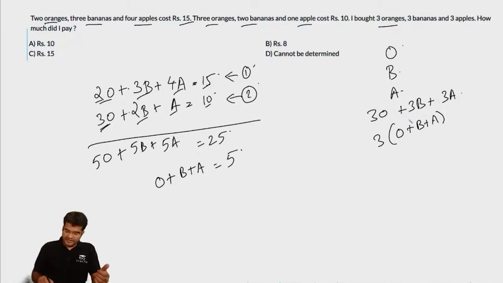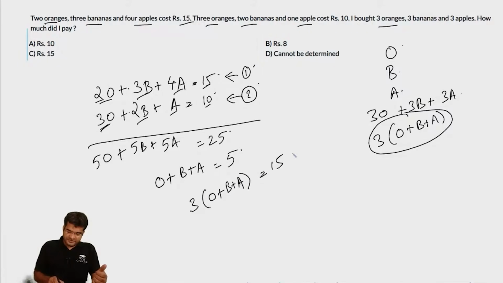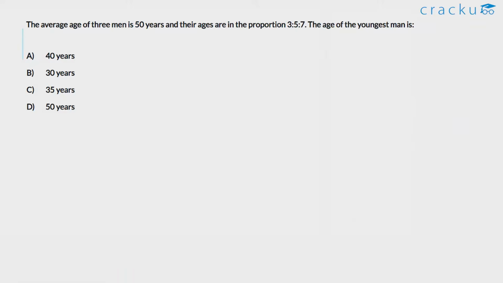What we are required to calculate is 3 times of O plus B plus A. So 3 times O plus B plus A will equal 15. So the cost price of 3 oranges plus 3 bananas plus 3 apples is equal to 15, which is option C.